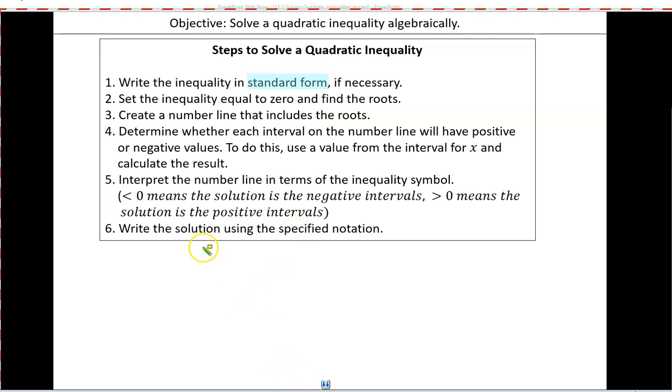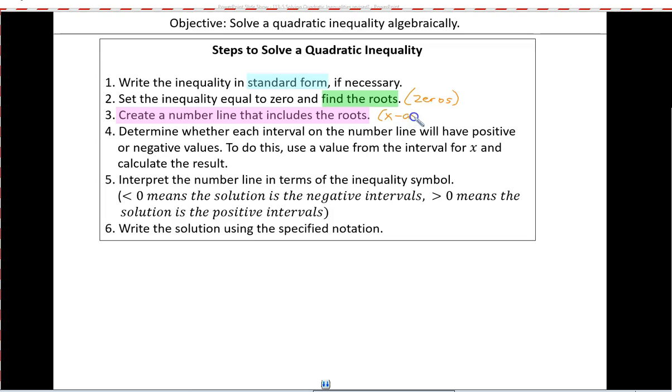Once we have it in standard form, we are going to find the roots, which remember is a word that means the same as zeros. So we are going to find the roots or zeros of the function. Then we are going to create a number line that's actually like a little fake x-axis that includes those roots or zeros.